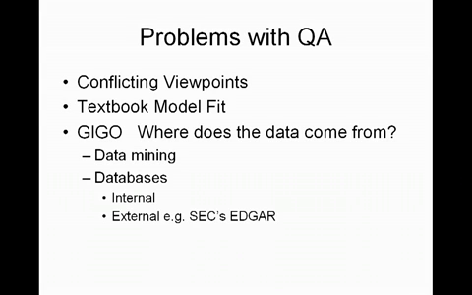Another problem is GIGO, which stands for garbage in, garbage out. Where does your data come from? In the textbook, we're just kind of assuming that the data is there. If the data coming into the model is garbage, then the output is going to be garbage as well. So you've got to be really careful about where you collect your data. Are you going to be using some data mining tools? Are you going to be using some kind of database, internal or perhaps an external database like the SEC's Edgar, or some other database? In any case, you need to be aware where your data comes from and how accurate it is.